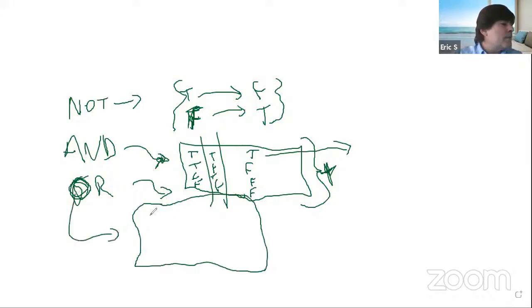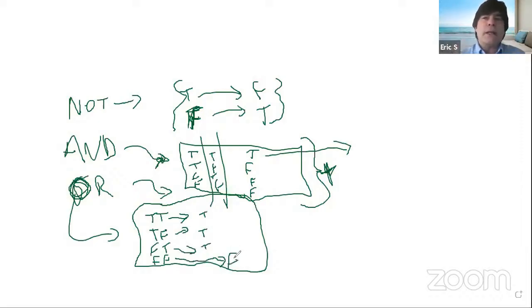For the OR operation, it's different. If you take the OR between a true and a false, or a true and a true, this will get you a true. This will get you a true. This will get you a true. And then finally, the only way that you can get false from an OR operation, which is a binary operation between two operands, is if both operands are logically false. Then the answer comes out to be false.